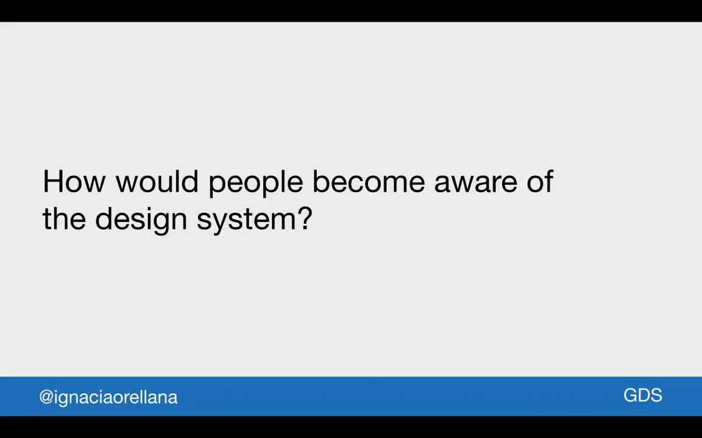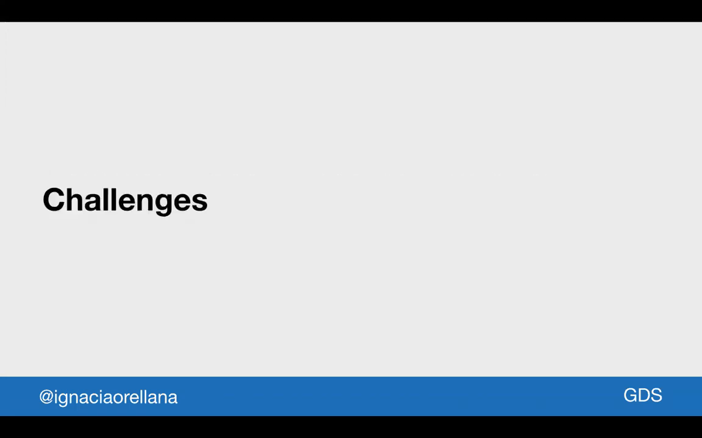I'll start with the first point of interaction with the design system. How would people become aware of the design system? So one thing is to have built a shiny new design system that now lives on the internet. Another thing is getting people to become aware of it and generate interest.